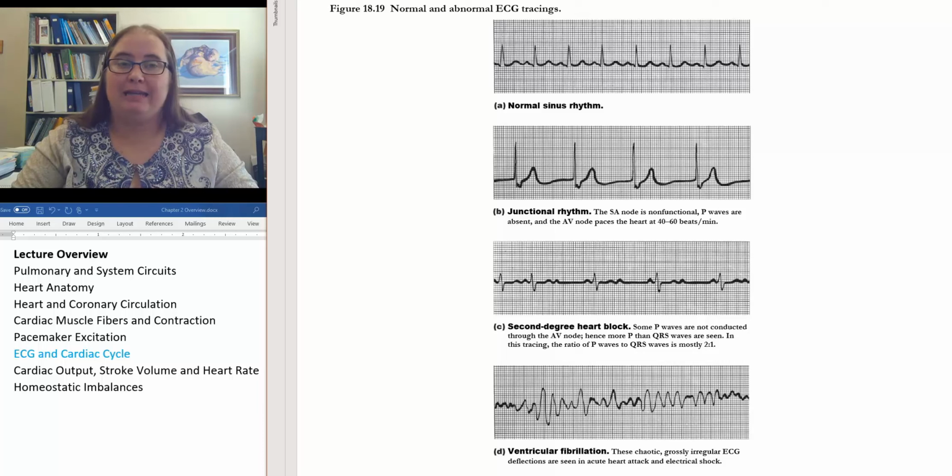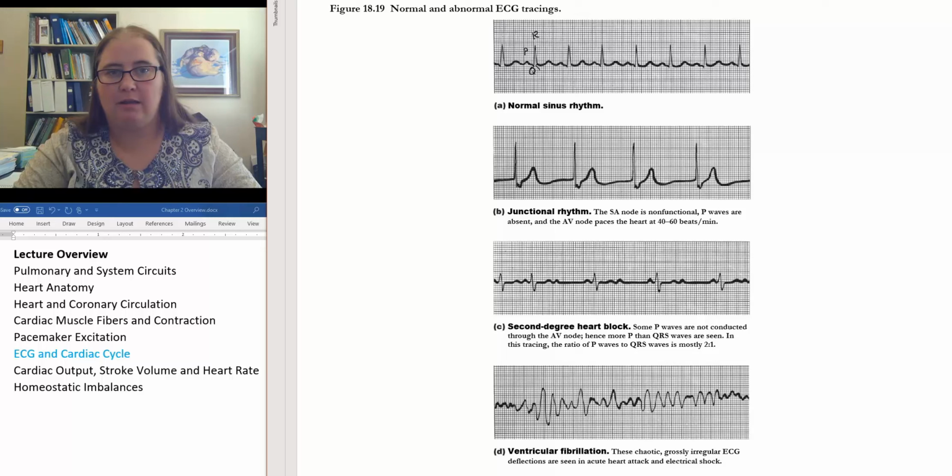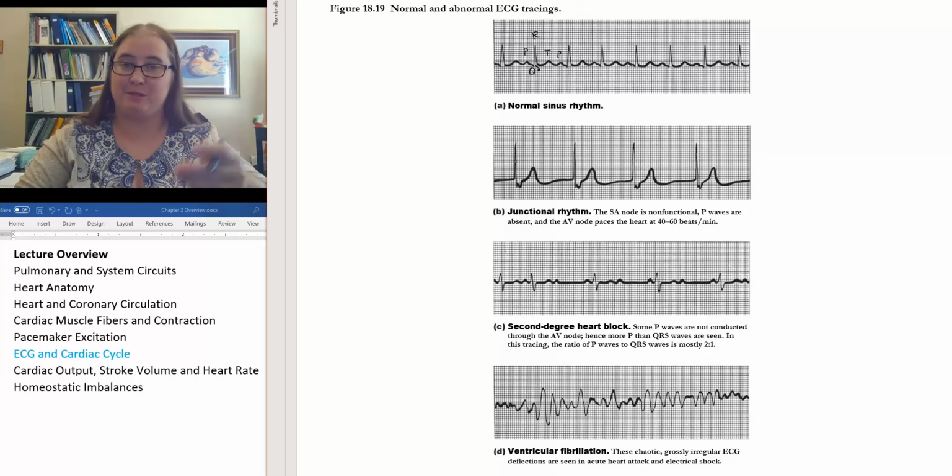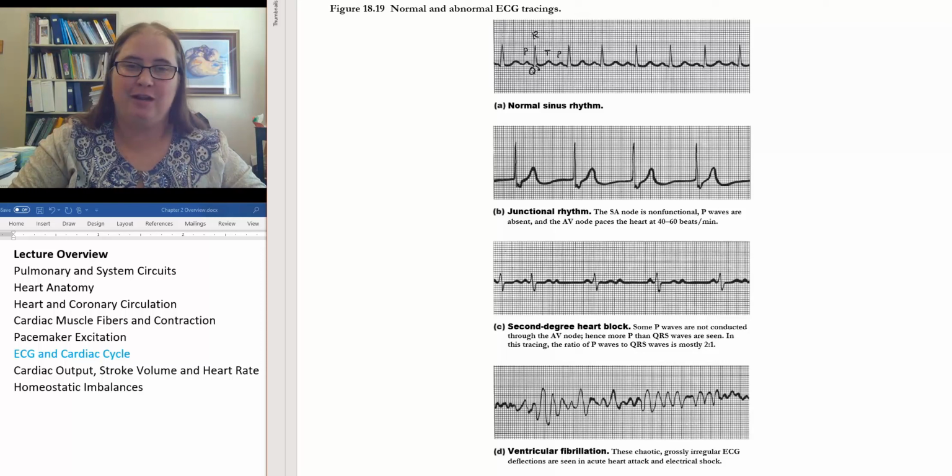When we look at an ECG on a tracing, so again, this is that ECG. Here is our P, here is our Q, R, S, and T, and here's our next P. It's a little bit more difficult when you have them one after another. This is a normal sinus rhythm. It says right here, normal.